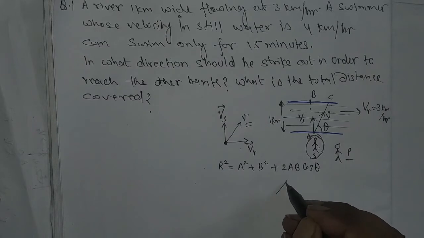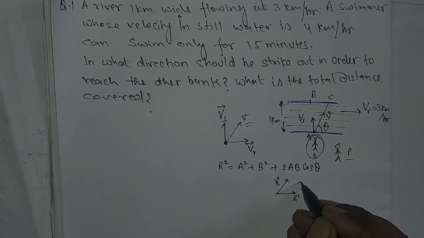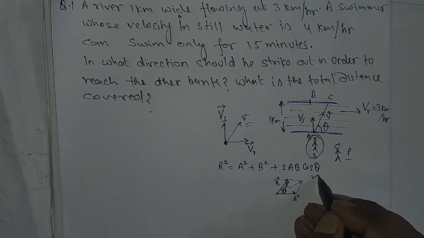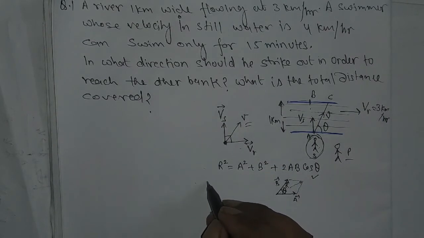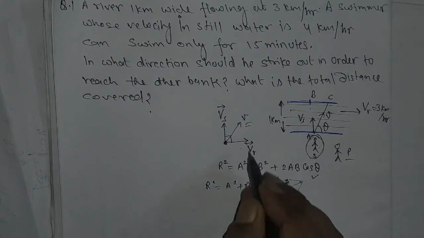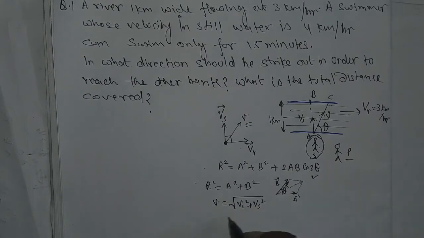Suppose this is the vector A, this is the vector B, so the resultant of these two vectors, according to the parallelogram law of vector addition you have been taught, this will be R if this angle is theta. Now students, in this case this angle is pi by 2, means 90 degrees, so R square is equal to A square plus B square. In the same way we will get the resultant V is equal to root of Vr square plus Vs square. So that is given to us.